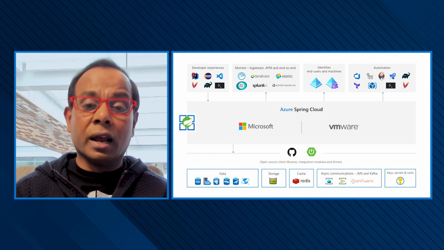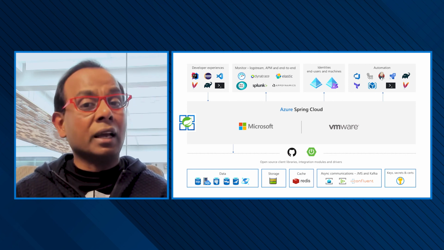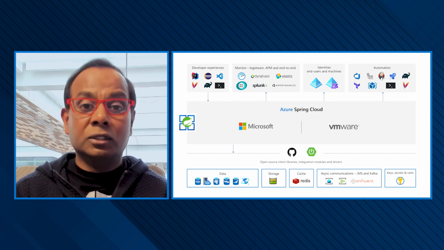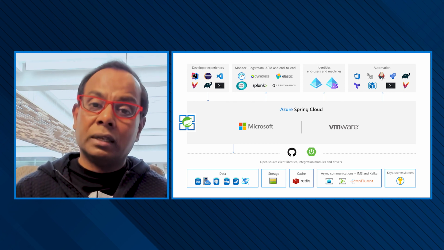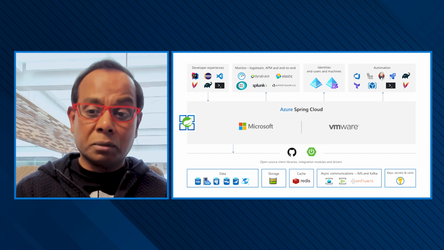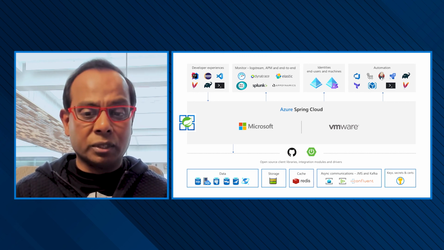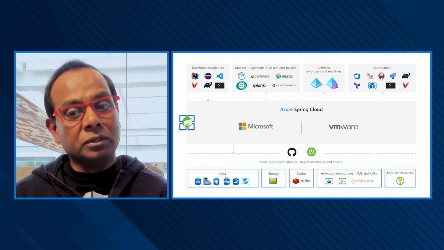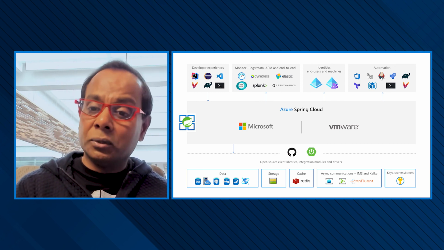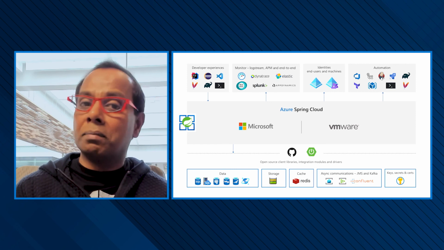You can secure access to your Spring Boot apps using Azure Active Directory. You can set up end-to-end monitoring using any monitoring platform or tools of your choice. You can automate end-to-end using automation tools or platforms of your choice. You can secure your workloads by isolating them from the internet and secure them by applying many of the policies that we discussed today.